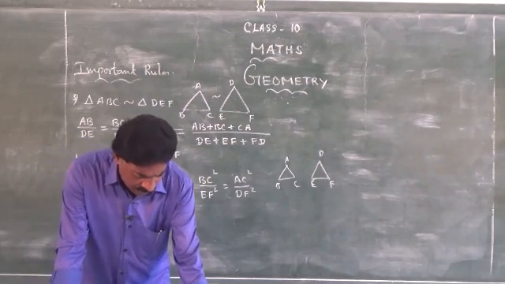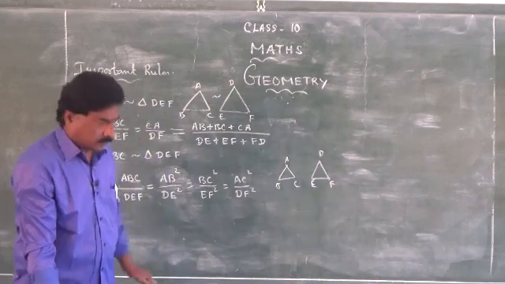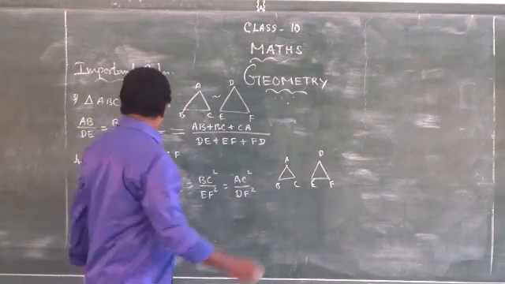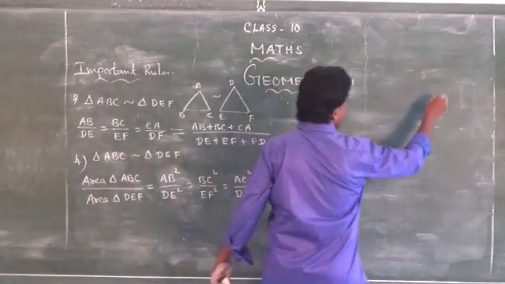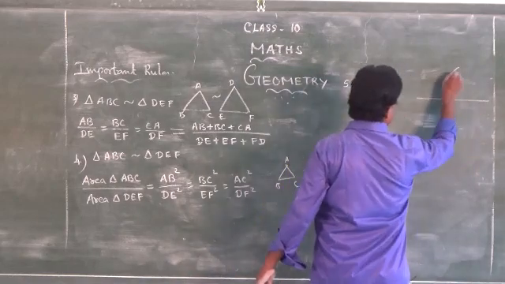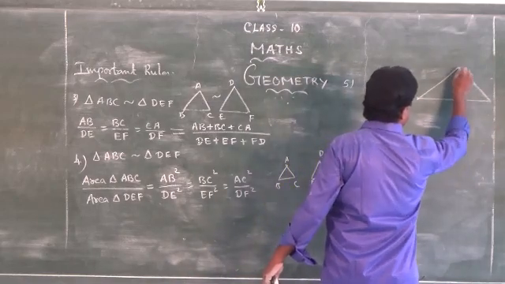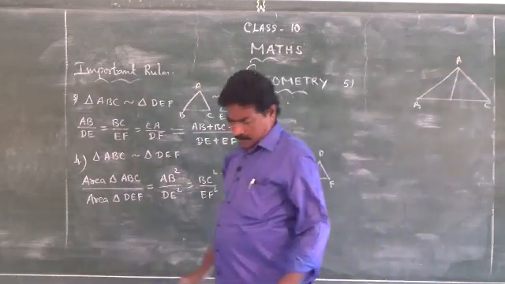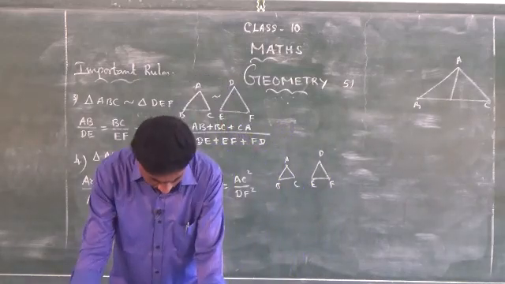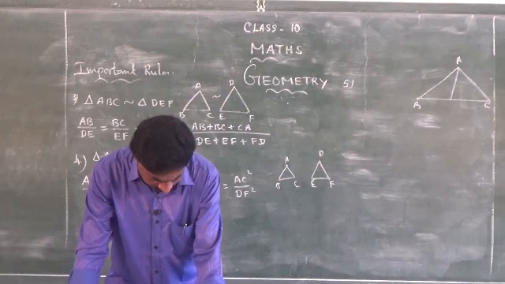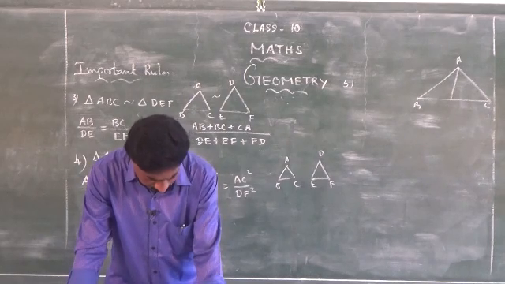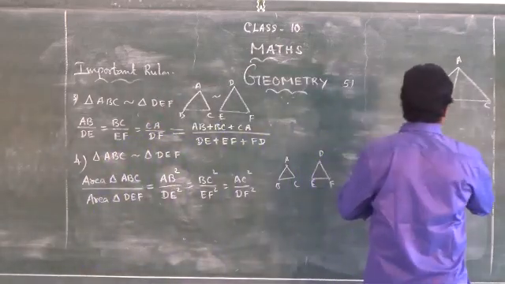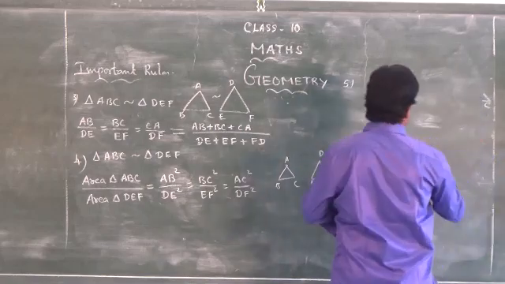The fifth condition: if two triangles have a common vertex and their bases are on the same straight line, the ratio of their areas is equal to the ratio between the lengths of the bases. That is the fifth one.